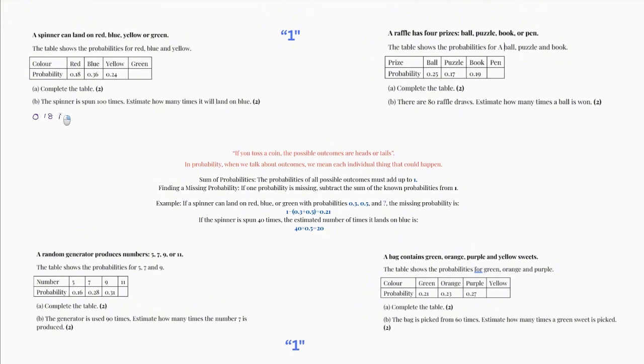So we're going to do 0.18 plus 0.36 plus 0.24. Now that gives us 0.78. So now we've got to work out what our green is, which we can do because we know it all equals 1. So we're going to do 1 minus 0.78. So green equals 0.22 because that's what's left. It really is that simple. Look at that. Isn't that an easy 2 marks, guys?